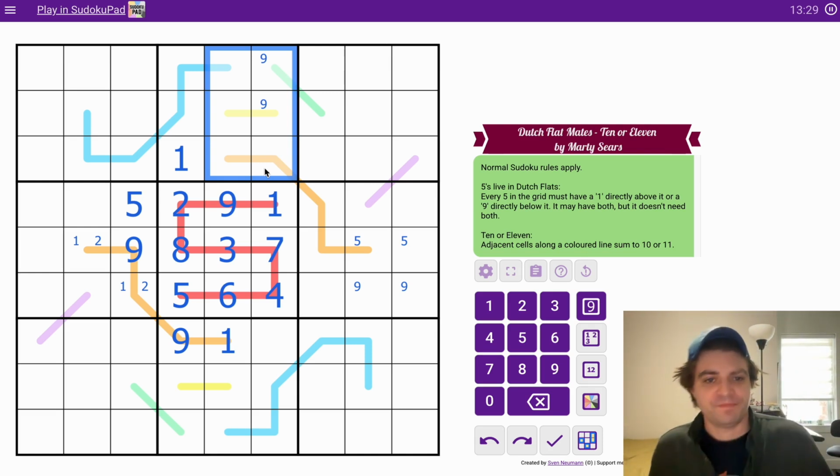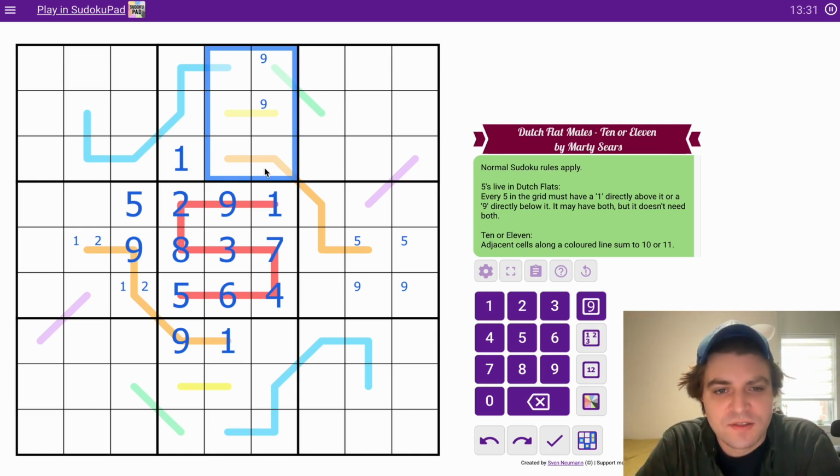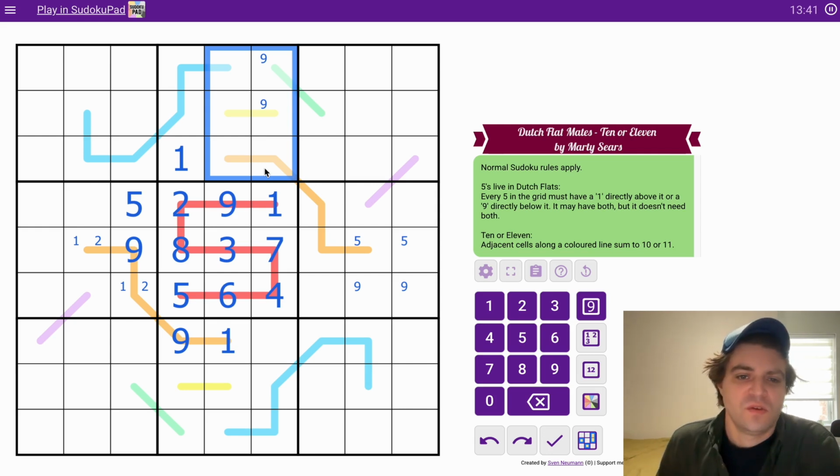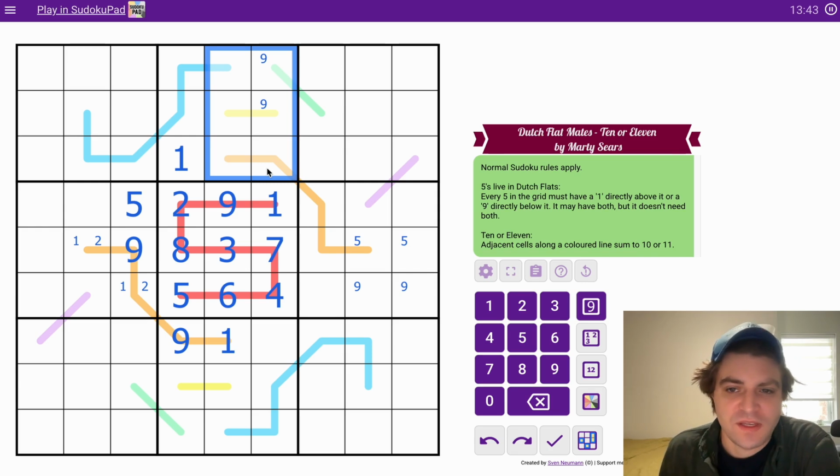How are we going to do that? Well, are we going to be able to do that? Are we going to need to do something else? I'm not sure. We need a 5 somewhere. That 5 is either going to need a 1 above it or a 9 below it, and it's going to need to appear in this region.